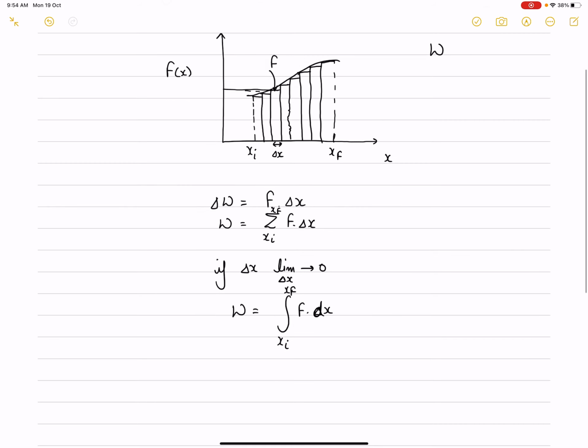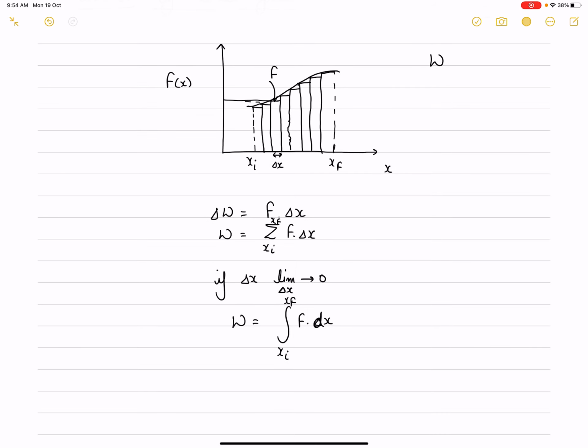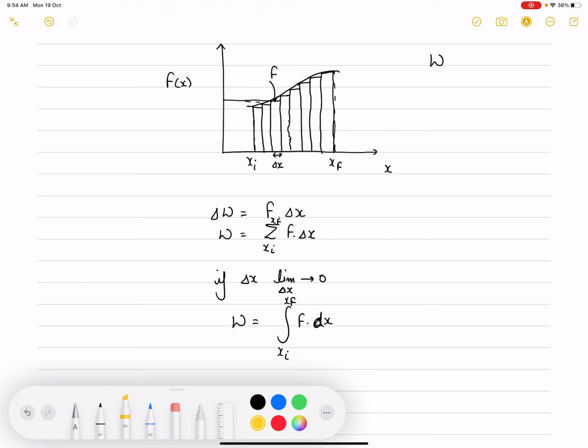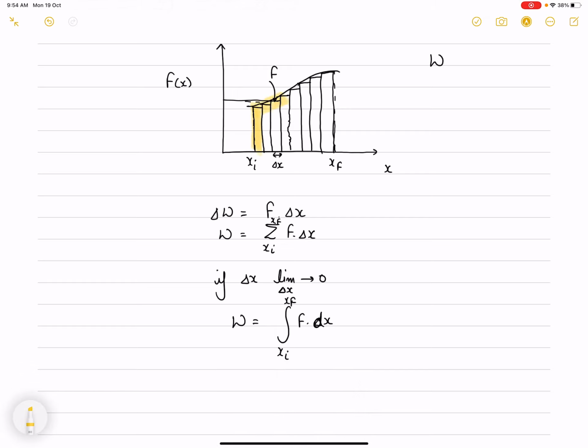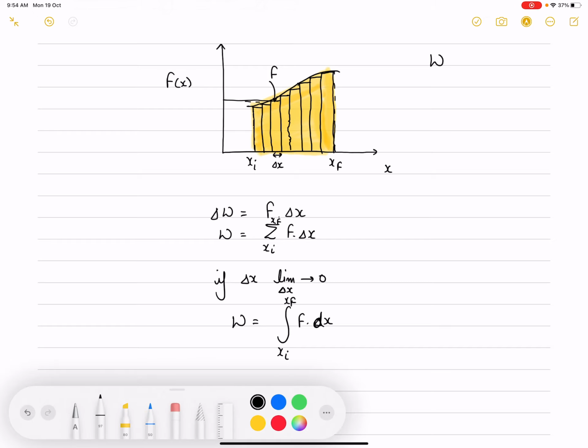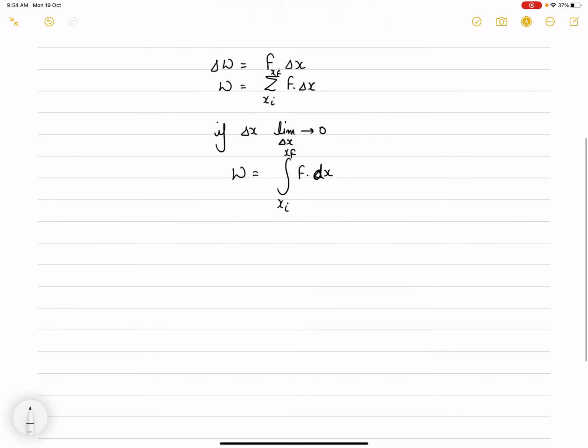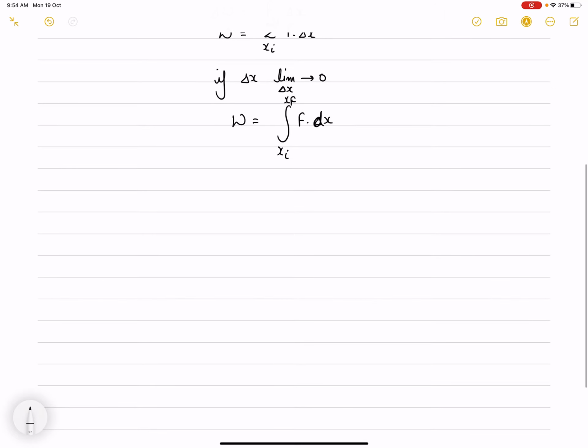So simply by measuring the area under the curve, let me highlight it for you, this area, we will be calculating the complete work done. So this is how you calculate the work done by variable force. I'll give you an example of it.